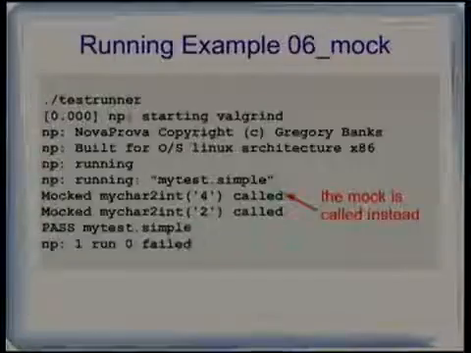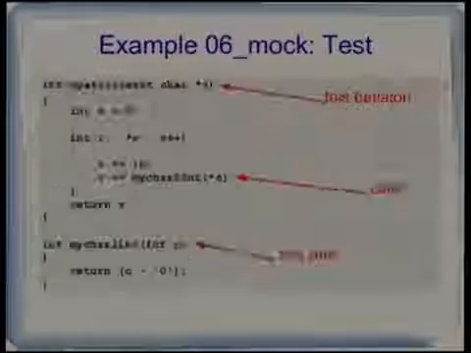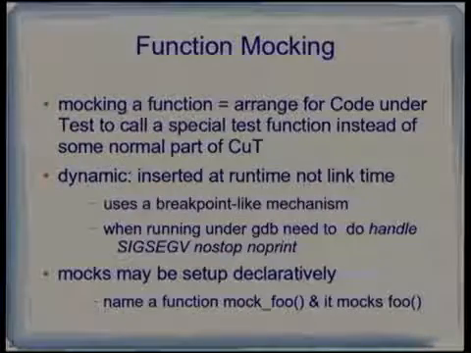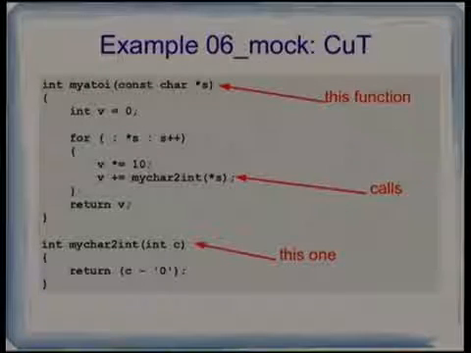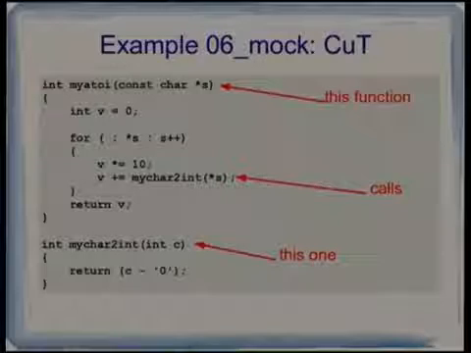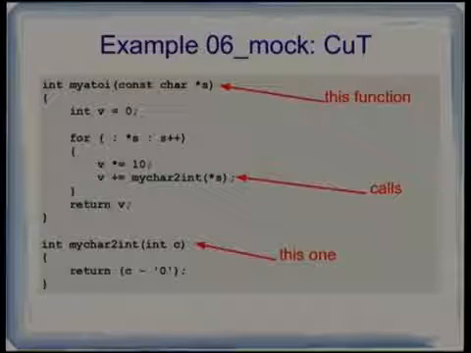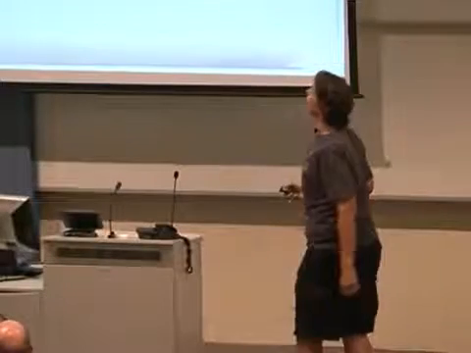And I'll point out that the code under test knows nothing about the mock version of this function at compile time or at runtime until here. It's not a function pointer. This is a normal function call of a function in the same file. And how do we do that?